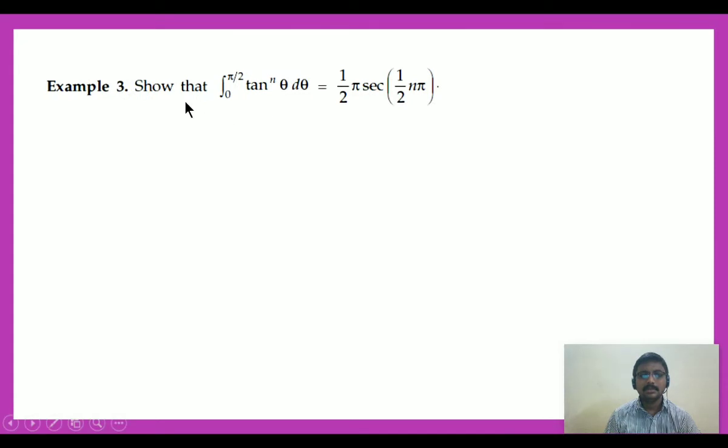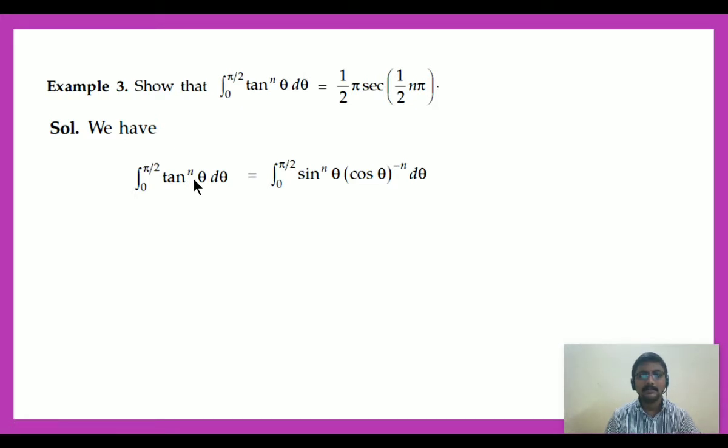Another example: show that integral 0 to pi by 2 tan power n theta d theta is half into pi secant of half n pi. So we have the integral of 0 to pi by 2 tan power n theta d theta. Tan power n theta can be written as sin power n theta by cos power n theta. But 1 by cos power n theta is cos power minus n theta. So it can be written as cos theta whole to the power of minus n.